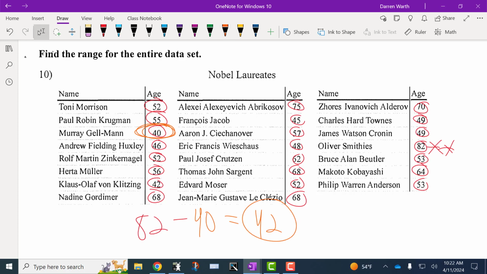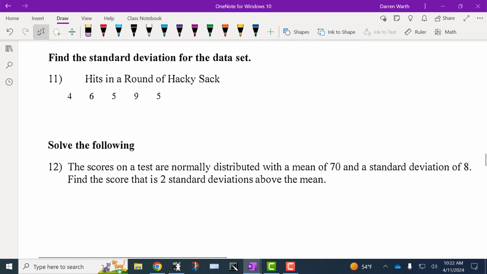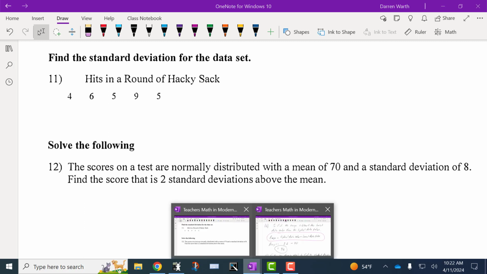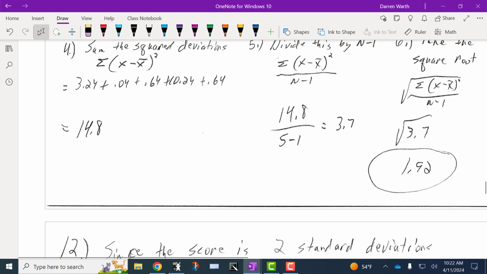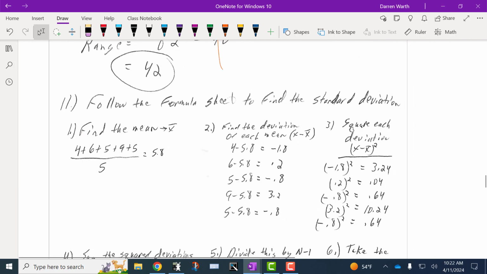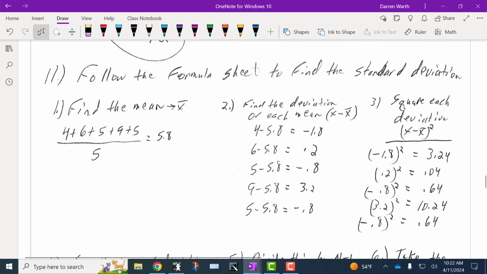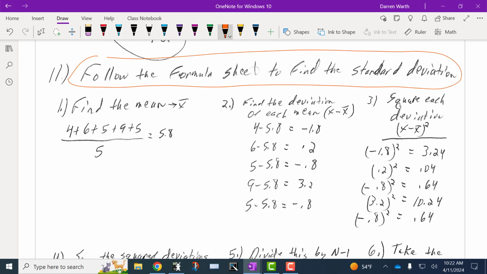Okay, now number 11. It says find the standard deviation for the data set. When you look at your solution guide, you'll be able to use your formula sheet on your test. The solution guide just reminds you and tells you how to find the standard deviation. So we'll just go through it step by step, just like it is on your formula sheet. It says follow the formula sheet to find the standard deviation.